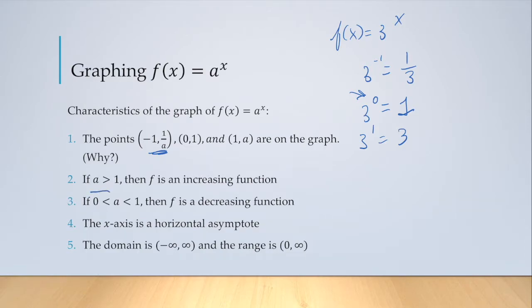If a is greater than 1, it's an increasing function. If a is less than 1 but greater than 0, it's a decreasing function. The x-axis is our horizontal asymptote. I can never have a negative y-output value. Our domain is from negative infinity to positive infinity, and our range is from 0 to infinity.